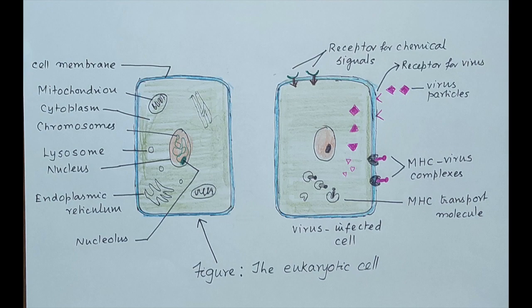The left side figure is a normal eukaryotic cell. It has a cell membrane, mitochondrion, cytoplasm, chromosomes packed within a well-defined nuclear membrane, lysosomes, endoplasmic reticulum, and nucleolus. The right side figure is a virus-infected cell. It shows receptors for chemical signals and for virus particles, as well as MHC virus complexes.